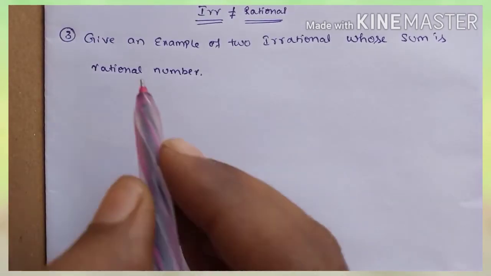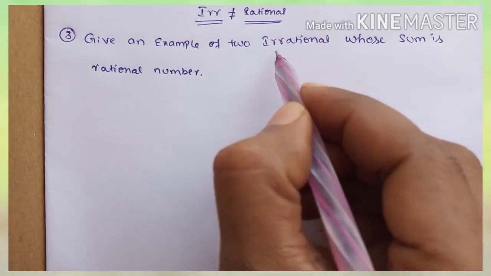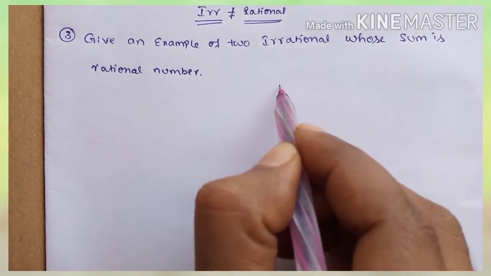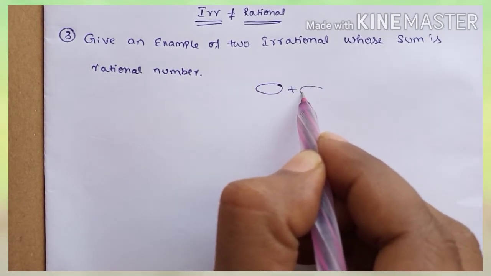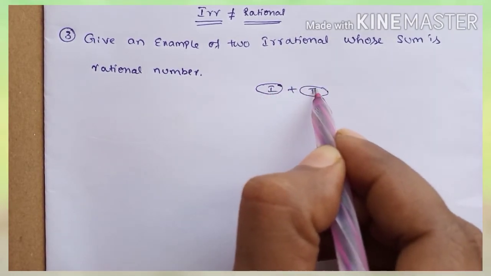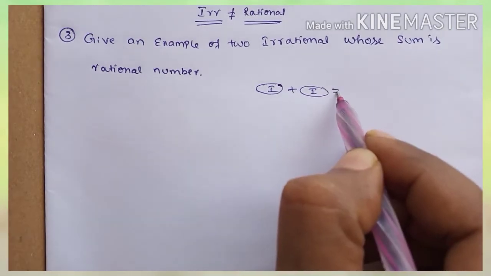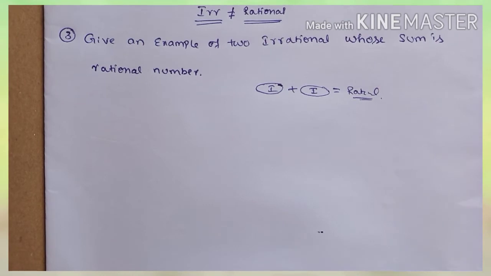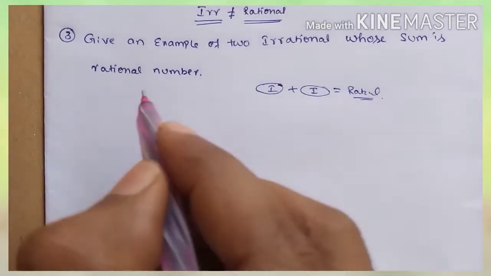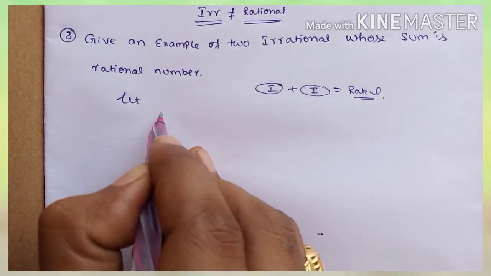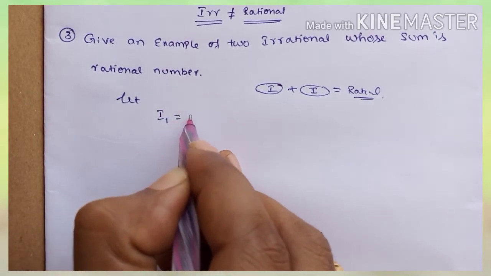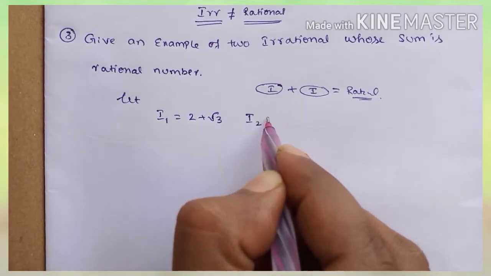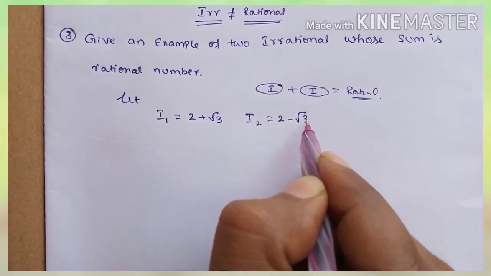Now the third one: give an example of two irrational numbers whose sum is rational. So we have to take the first number and the second number. These two are irrational numbers. The result must be what type of number? Rational number you should get. Let the first irrational number be 2 plus root 3 and the second irrational number be 2 minus root 3.